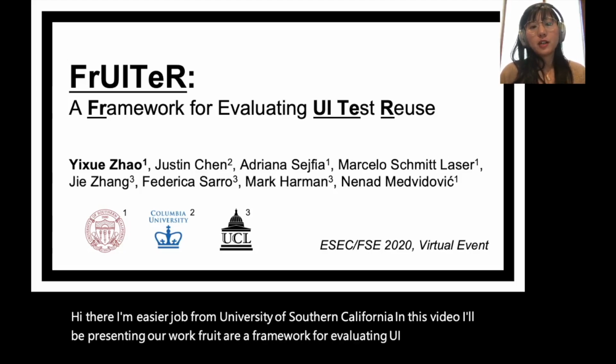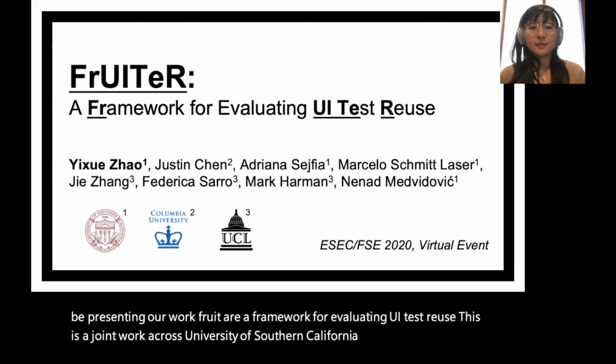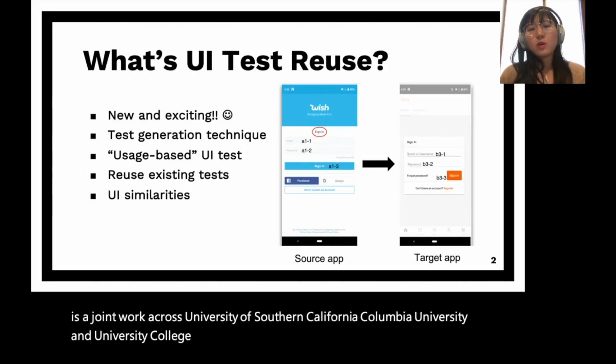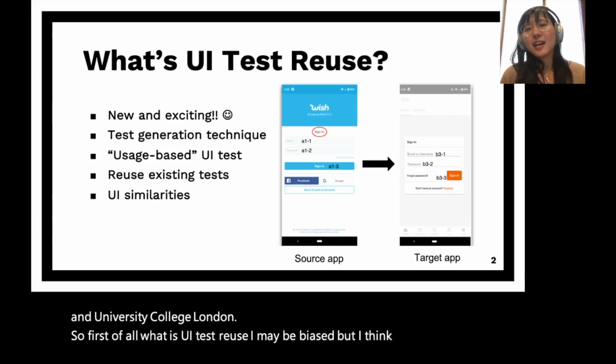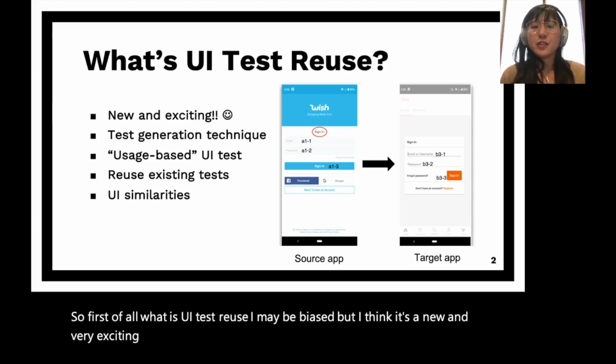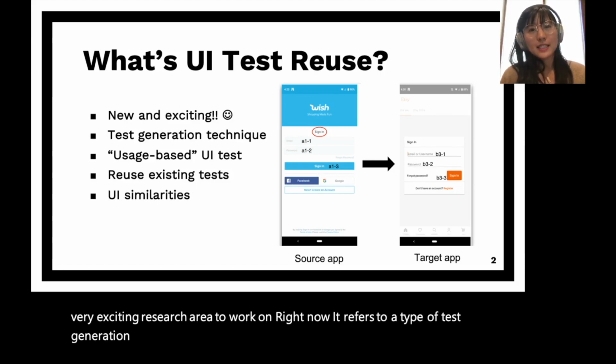This is a joint work across University of Southern California, Columbia University, and University College London. So first of all, what is UI test reuse? I might be biased, but I think it's a new and a very exciting research area to work on right now. It refers to a type of test generation technique that can automatically generate usage-based tests.